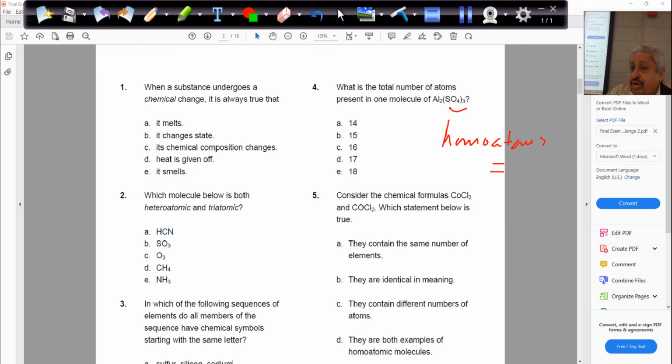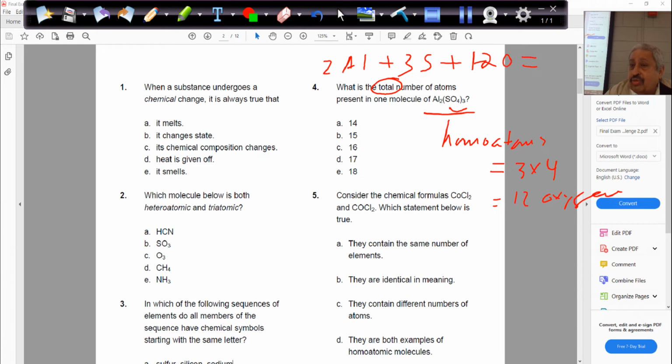And those are how many? 3 multiplied by 4, you have 12 oxygen atoms. But here the keyword is total. So how many total do we have? Look at this again: 2 aluminum, plus 3 multiplied by sulfur, 3 sulfur, plus 3 multiplied by 4, 12 oxygen.